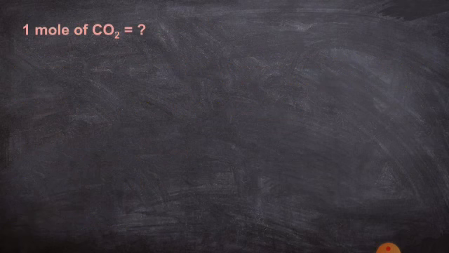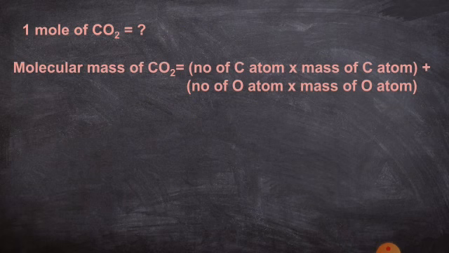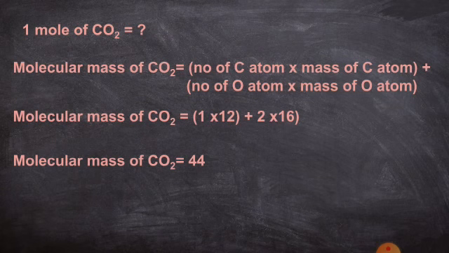Next, what about 1 mole of carbon dioxide? Now you have to apply the formula. As you know, here there is 1 carbon and 2 oxygen atoms. The mass of carbon is 12, oxygen is 16. You substitute that, and finally you will get the answer 44. So 1 mole of carbon dioxide is equal to 44 gram. So if you measure 44 gram of carbon dioxide in a chemical balance, that is said to be 1 mole of carbon dioxide.